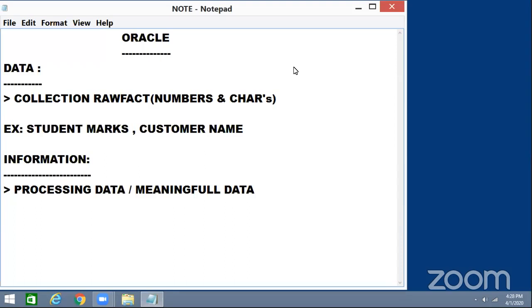Data: it is a collection of raw facts, in brackets, numbers and characters. Full stop. Example: student marks, comma, customer names, etc.